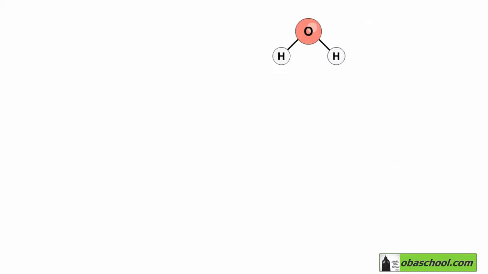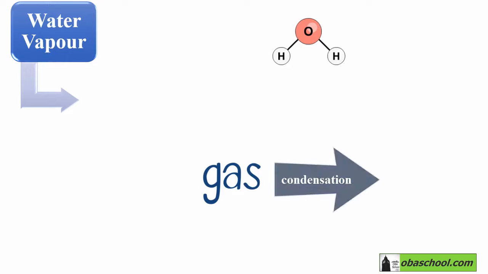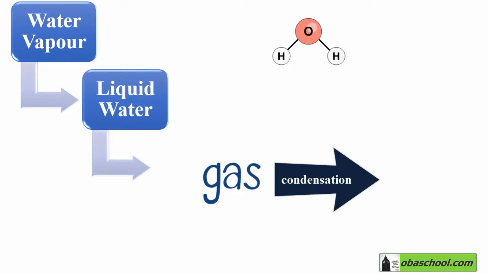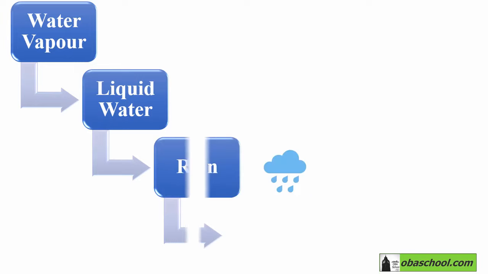Actually, the water vapor, H2O vapor, condensed, so its temperature decreased until it became a liquid as the Earth gradually cooled down, and fell as rain. So this water vapor changed to liquid water and it fell as rain.